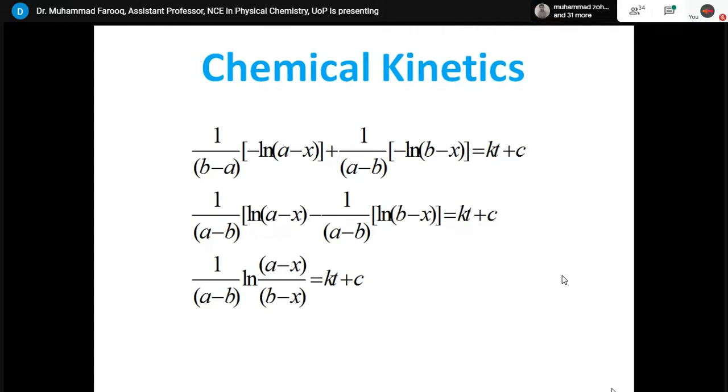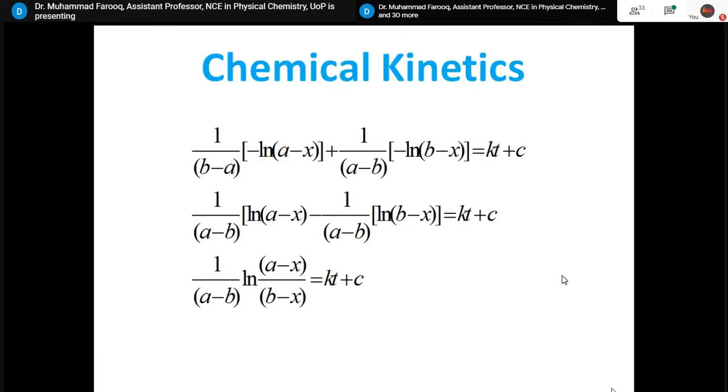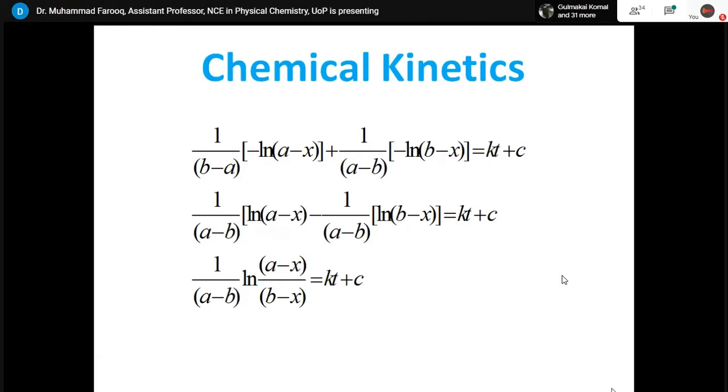Yes, sir. If you remove this minus, so b minus a, if I reverse it, 1 over a minus b, so automatically the minus sign will be omitted. So I can write down or not? Yes, sir. Okay. So 1 over b minus a, if I multiply with minus, it will become a minus b. So I can write down now 1 over a minus b log of a minus x.